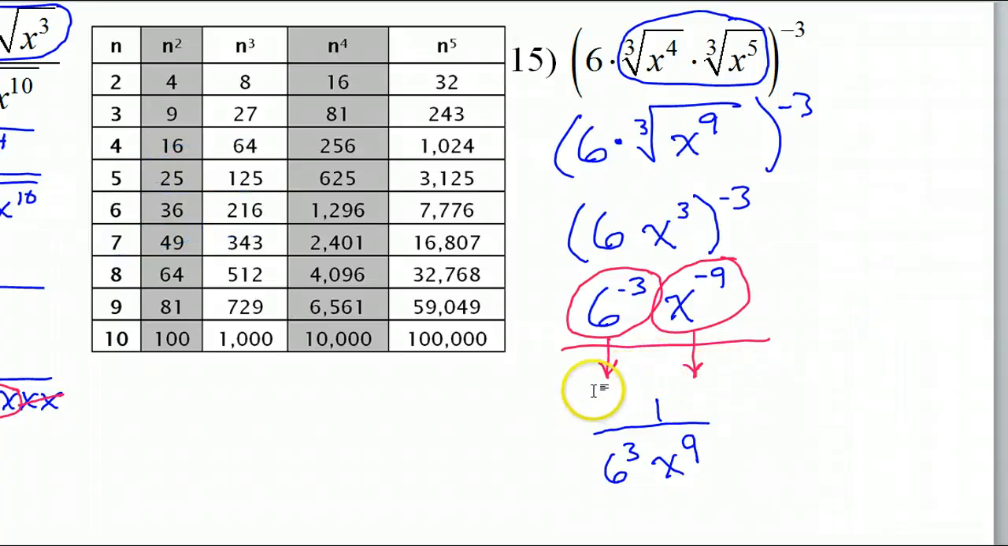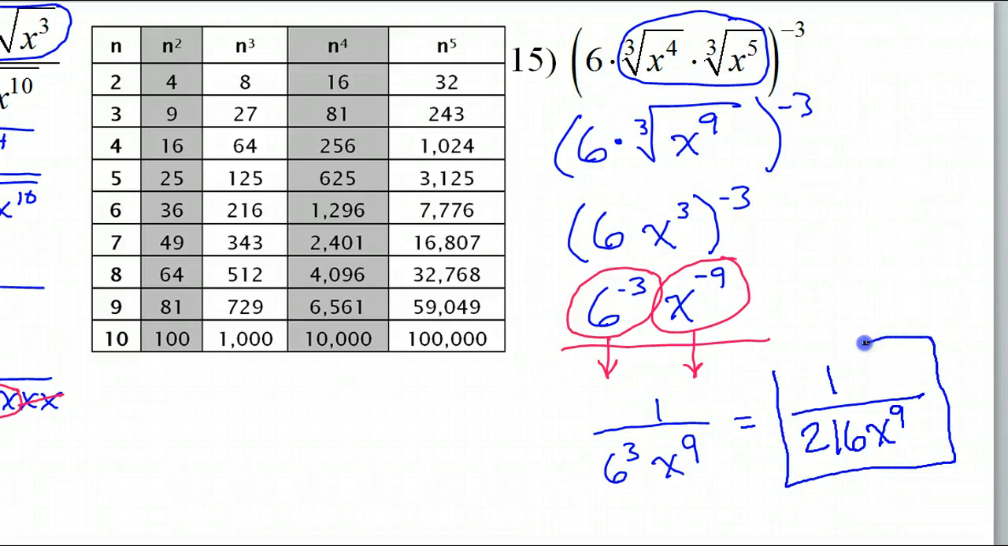Since we have the table and all, we can go ahead and do 6 to the 3rd power, even without a calculator. So if you have the table, always do everything out in terms of a number and a power, like 6 to the 3rd power. 6 to the 3rd power is 216. So I will go ahead and write 1 over 216 x to the 9th power. That will be the final answer.